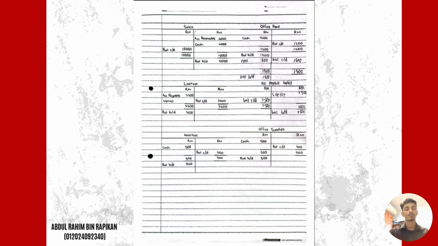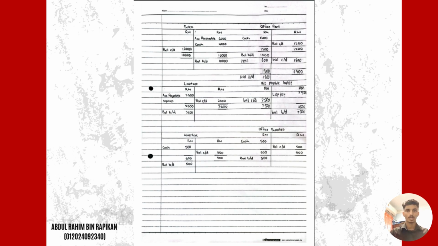So the balance CD would be 10,000, and move it to the next month, which is balance BD as 10,000. So move next to the office rent. So the cash is 1,200, which is on the debit side. So if you equal it, you will get 1,200 as your balance CD. So now you just bring it to your balance BD on your debit side.